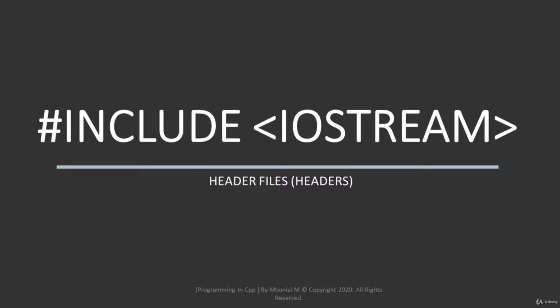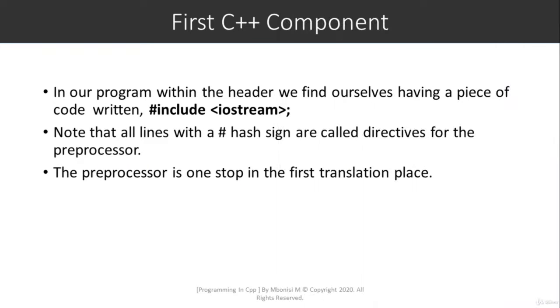In this lecture, we are going to look at the first component in a C++ program structure: the header file's headers. This is the first component of every C++ program. In our program, within the header we find a piece of code written, #include iostream.